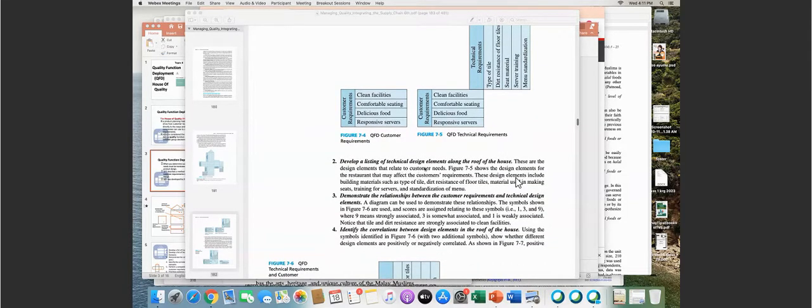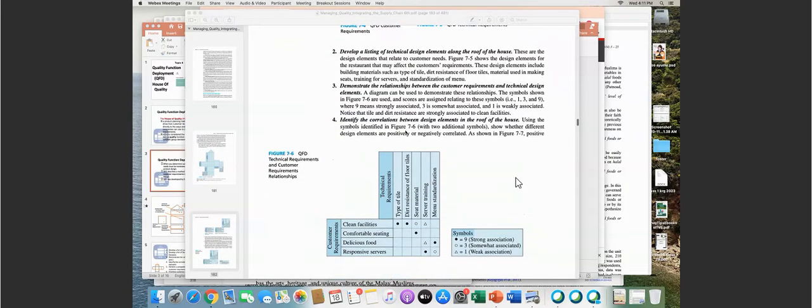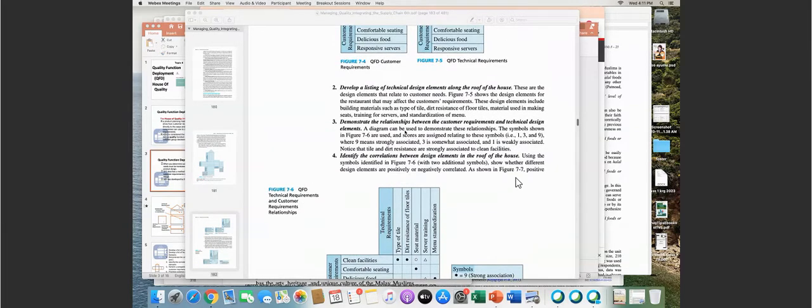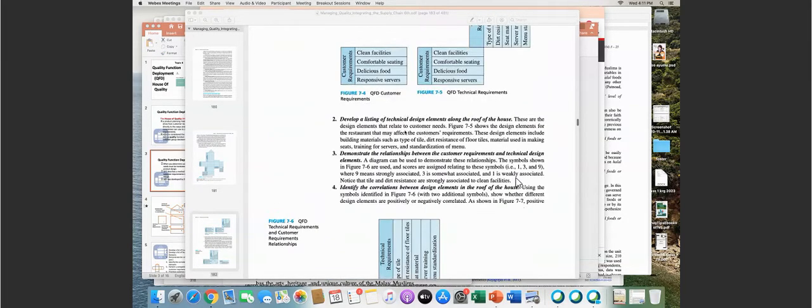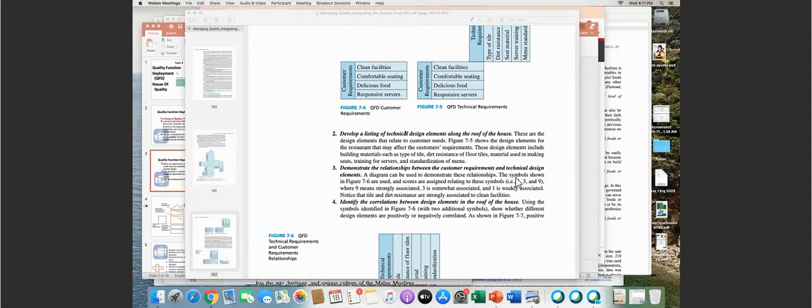It's still technical and design elements. You have developed them here. First, in question one, they asked you to develop customer requirements and technical requirements. All this will be given to you, but maybe if you're working, they want you to develop a house of quality, then you will have to do this. Next, demonstrate the relationship between the customer requirement and technical design in figure 7-6.